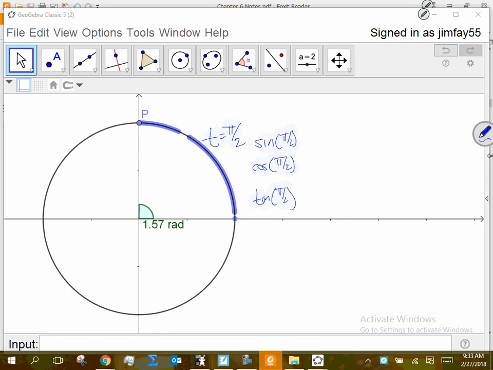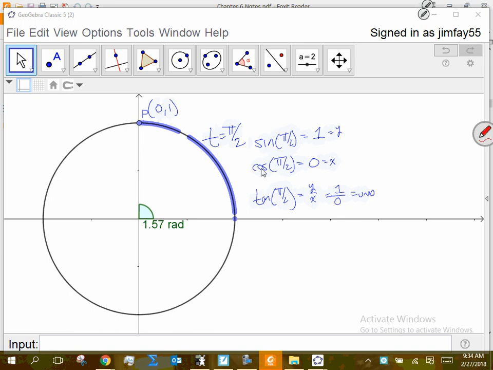All right, so if I've got pi over 2, what is this ordered pair here? 0, 1. So what is the sine? 1. What is the cosine? 0. Now when I do tangent, remember sine is your y value, cosine is your x value. Tangent is y over x, or sine over cosine. Well, what's 1 divided by 0? Undefined.